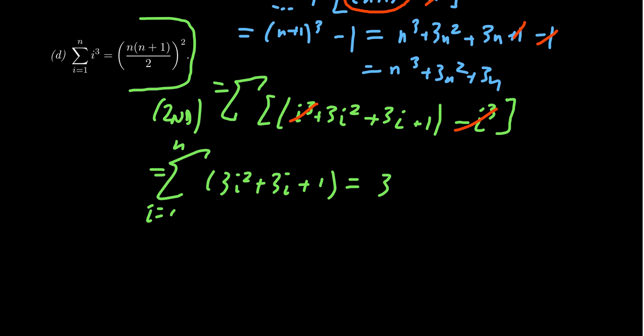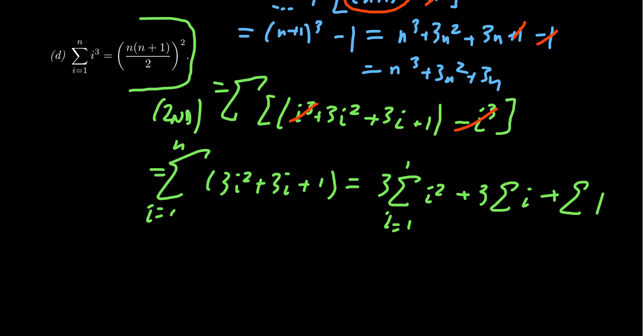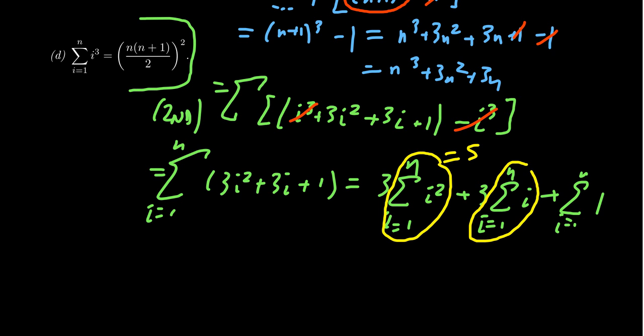If you do that, you're going to end up with the following. You get 3 times the sum of i squared plus 3 times the sum of i plus the sum of 1, and in all of these cases, i goes from 1 to n. Now for the first one, we don't really know what it is. That's actually what we're trying to solve right now. So we're going to call this S for short. But as for the other two, the sum of i's, we talked about that a moment ago. Gauss had a formula for such a thing. This looks like n times n plus 1 over 2. And for the last one, this was a much easier one. This was just equal to n.